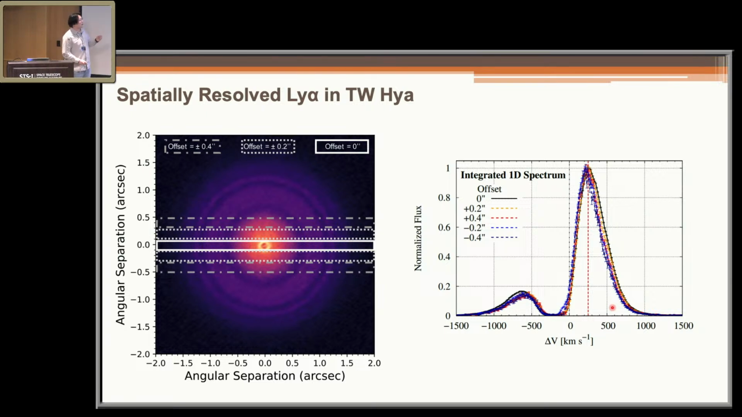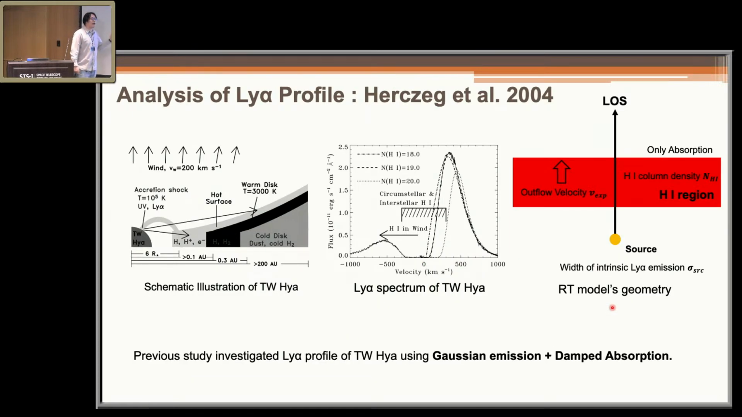To analyze this Lyman alpha spectrum, I first introduce a previous study. Previous study by Herczeg got this Lyman alpha spectrum, but the modeling is not quite good. To understand this Lyman alpha profile, they assumed just a Gaussian emission and then Lyman alpha absorption, as in this figure on the right side. The Lyman alpha source emits broad Lyman alpha, which is then absorbed by an outflowing medium. This modeling is good for understanding the Lyman alpha profile, but hard for explaining spatial diffusion.